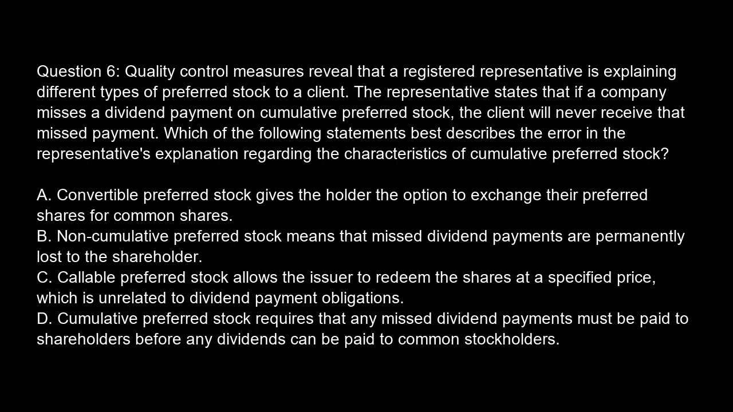Option A. Convertible preferred stock gives the holder the option to exchange their preferred shares for common shares. Option B. Non-cumulative preferred stock means that missed dividend payments are permanently lost to the shareholder. Option C. Callable preferred stock allows the issuer to redeem the shares at a specified price, which is unrelated to dividend payment obligations. Option D. Cumulative preferred stock requires that any missed dividend payments must be paid to shareholders before any dividends can be paid to common stockholders.